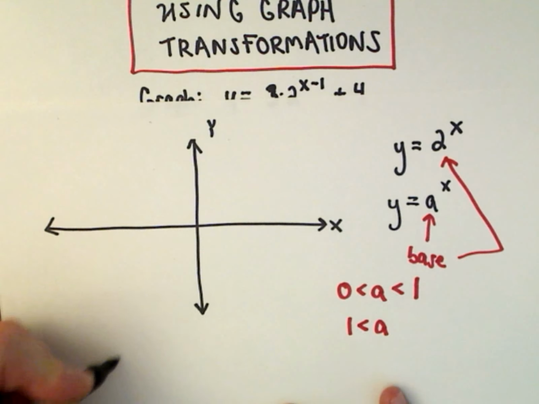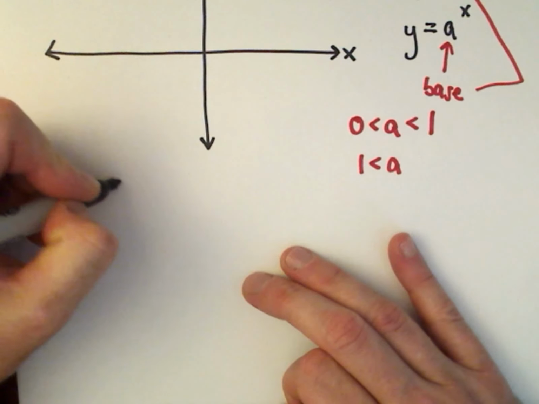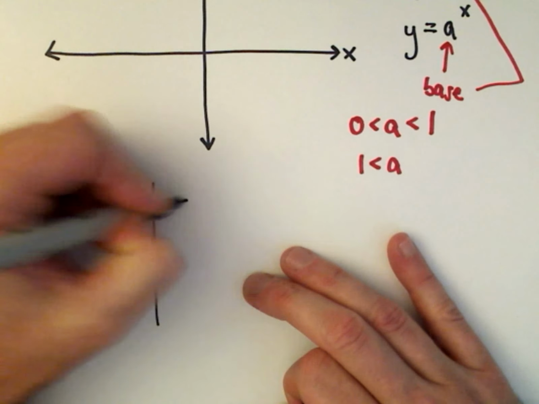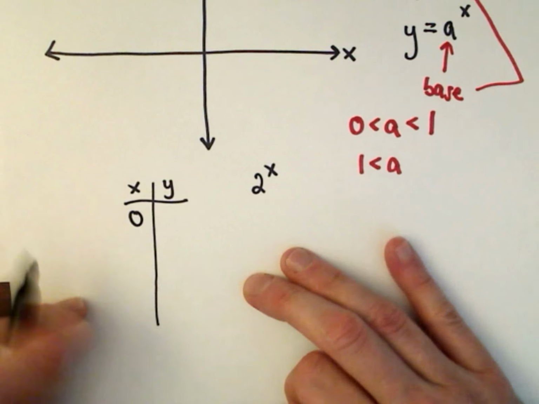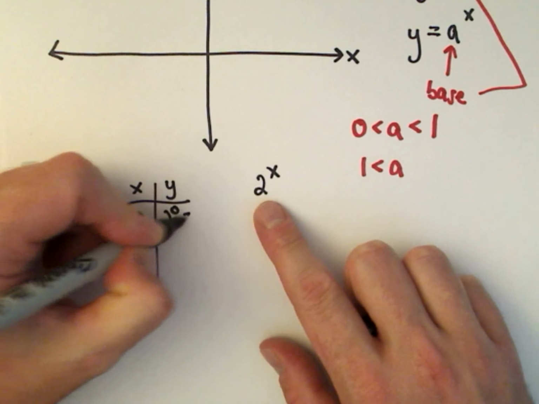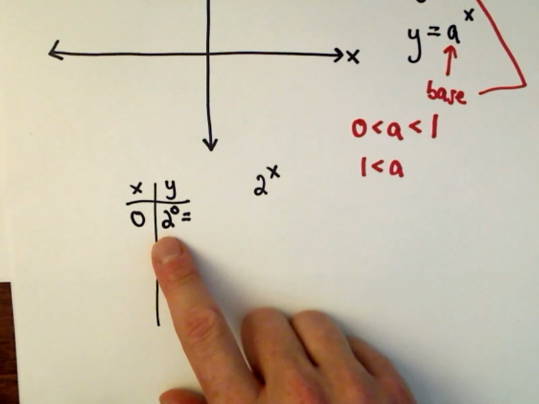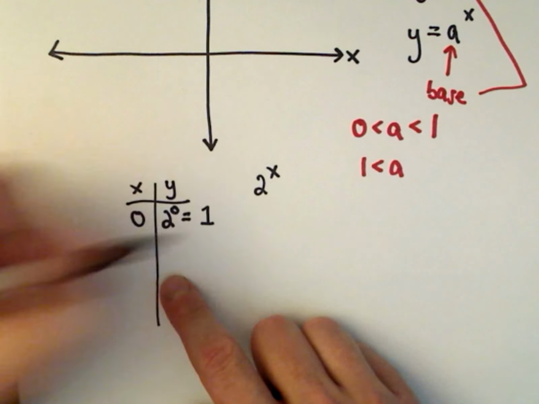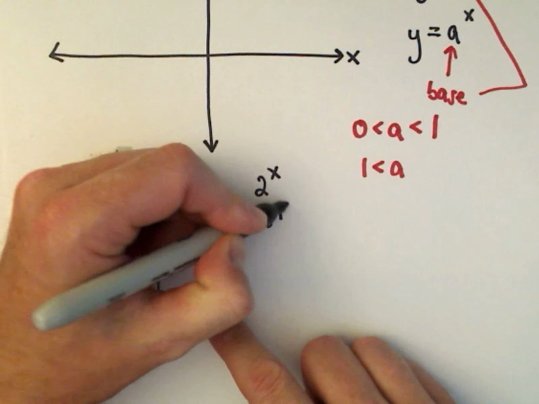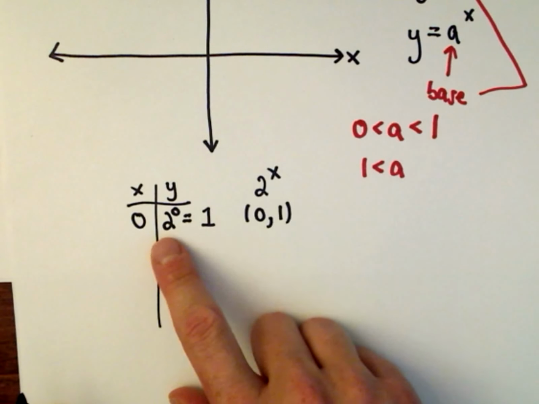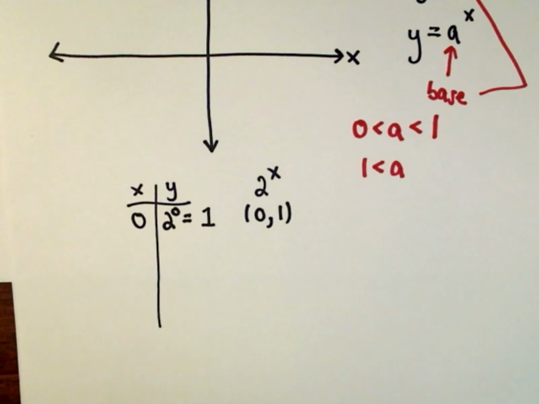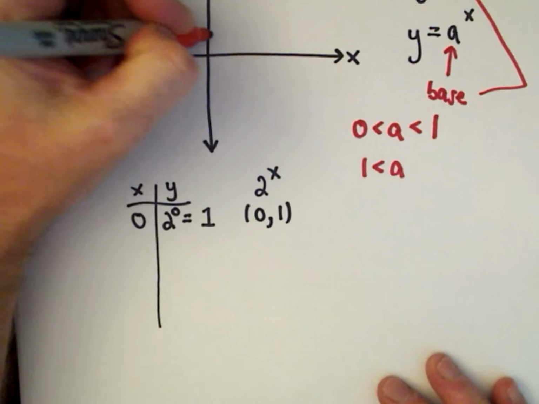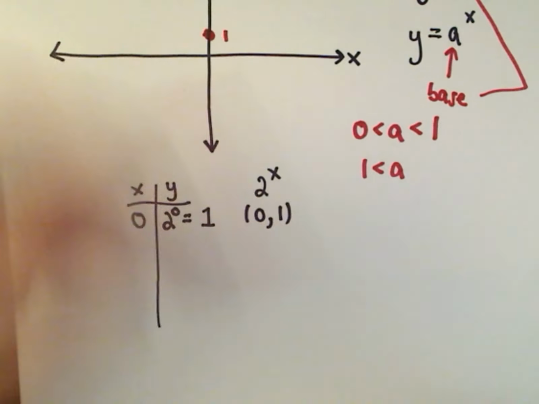Well, you could always start plotting points for y equals 2 to the x. So here's x, here's y. If we plug in 0, we would have 2 to the 0 power. And be careful here, a lot of people say, oh, 2 to the 0, that's 0. That's not correct. 2 to the 0 power is 1. So we get the point 0, 1 on the graph. Any non-zero number raised to the 0 power is 1. So we know that 0, 1 is going to be on our graph.